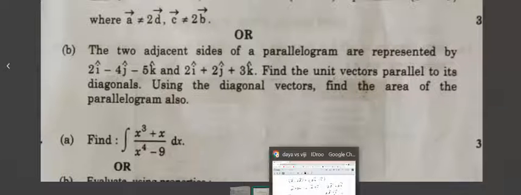Now look into the choice question B. The two adjacent sides of a parallelogram are represented by 2i vector minus 4j vector minus 5k vector and 2i vector plus 2j vector plus 3k vector. Find the unit vectors parallel to its diagonals. Using the diagonal vectors, find the area of the parallelogram also. Alright, so this is going to be an easy question.